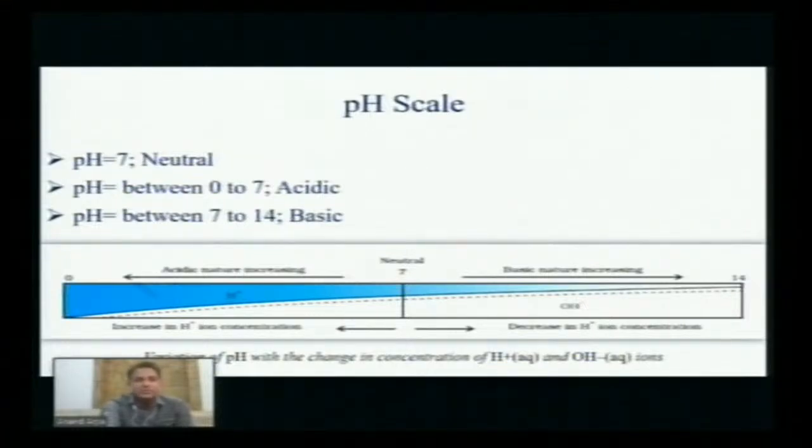pH values between 0 and 7 represent the acidic nature of substances, while those with pH values from 7 to 14 are basic. So between 0 and 7, it is acidic; between 7 and 14, it is basic. Generally, if we want to know the pH of a particular substance, we use pH paper, or universal indicators, which show a specific color. Depending upon the specific color, you can identify the pH of that solution.